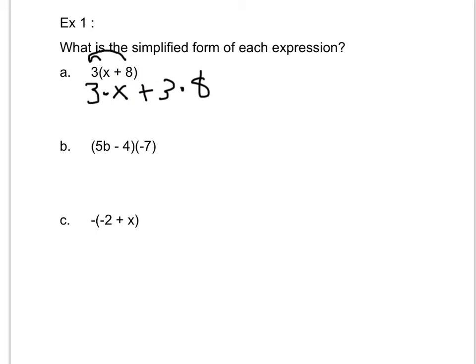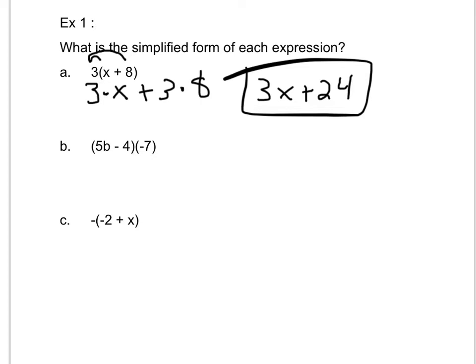Okay, so now I just need to simplify that. Well, I write 3 times x as 3x and plus 3 times 8 is 24. Okay. Now I am done simplifying because I cannot combine 3 x's and 24 of something when I don't know what the something is. Okay? So I am done here.